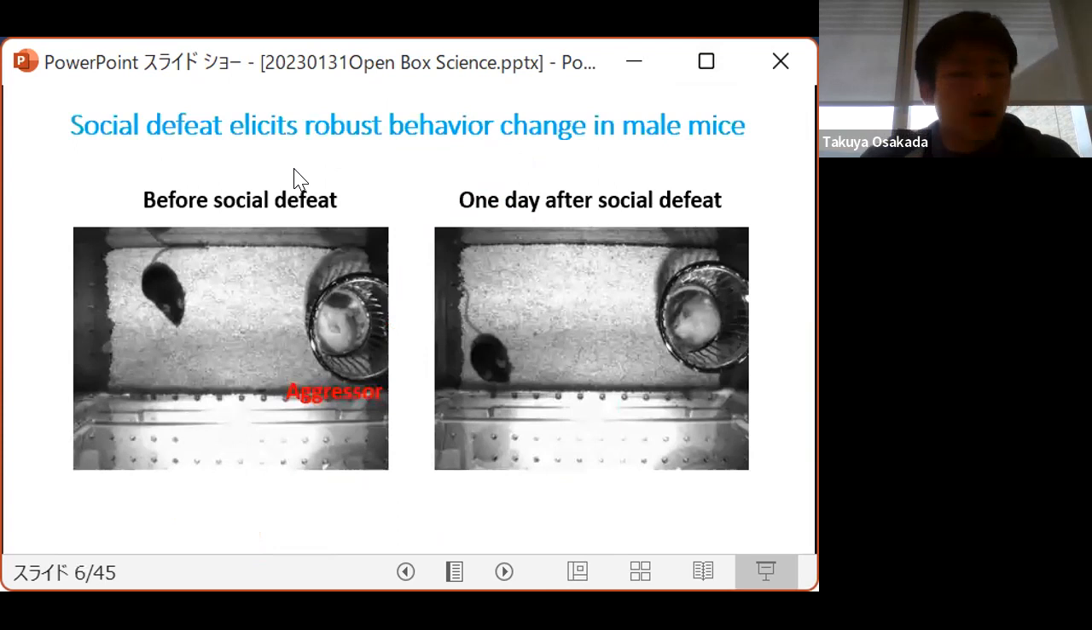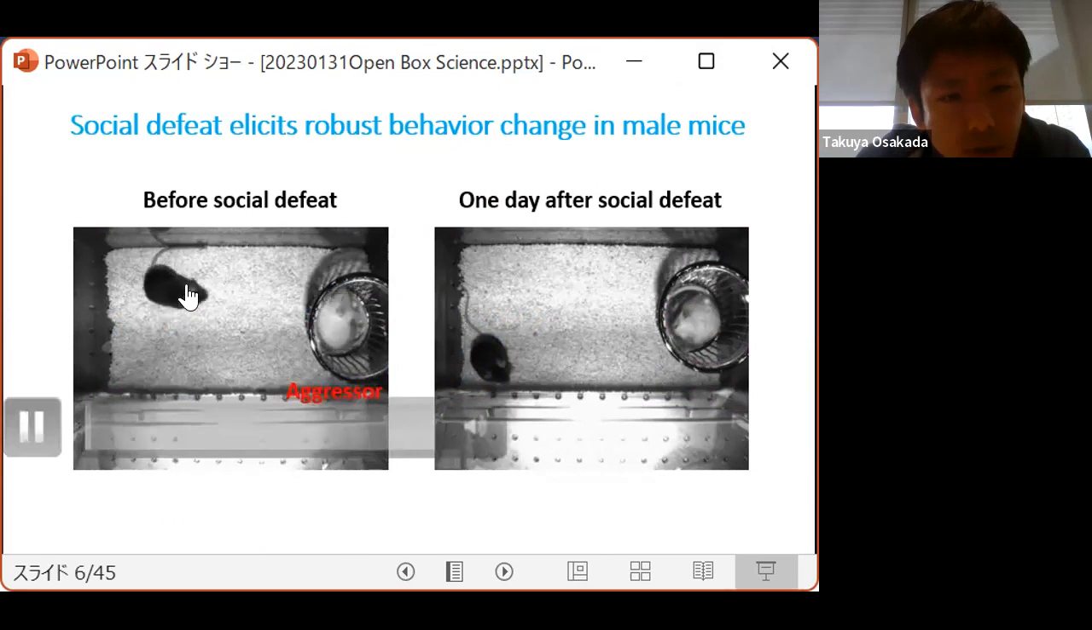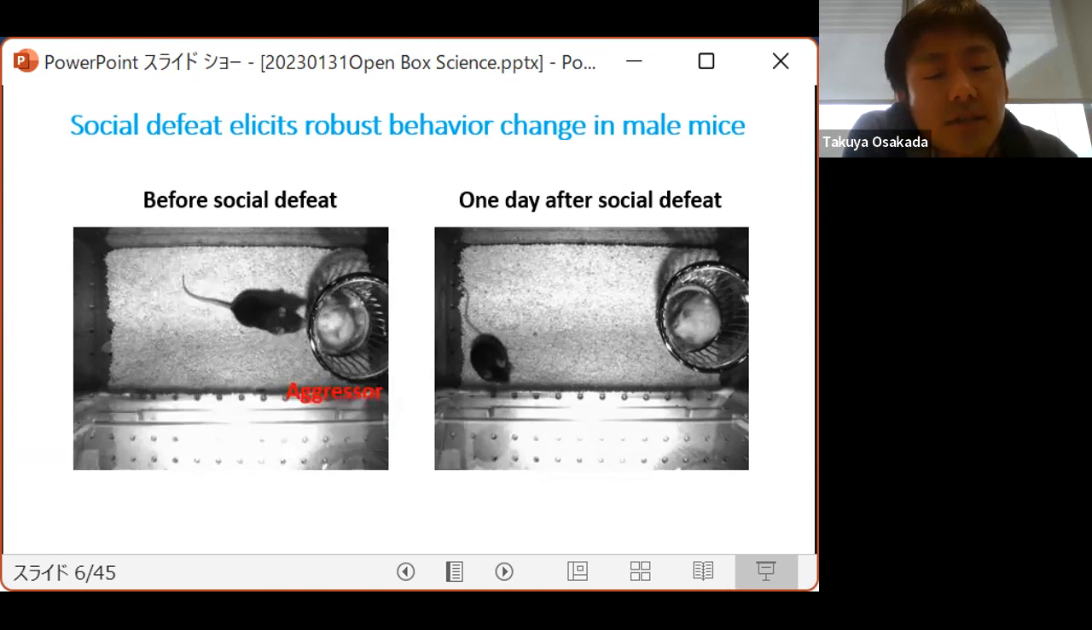So today's talk is in mice. I want to show two videos here. This assay is the cup aggressor assay. The white mouse in this study is the aggressor, and the black mouse is the test animal.